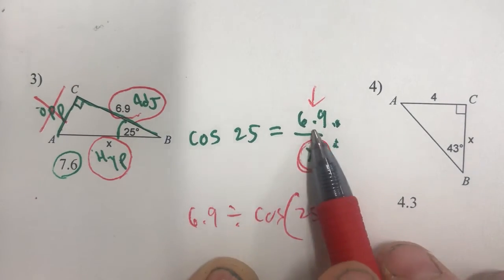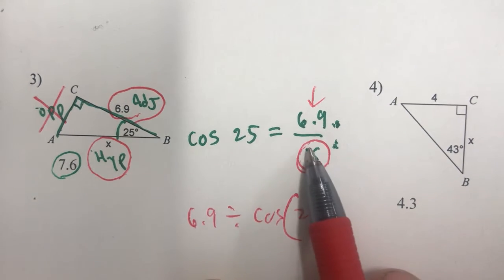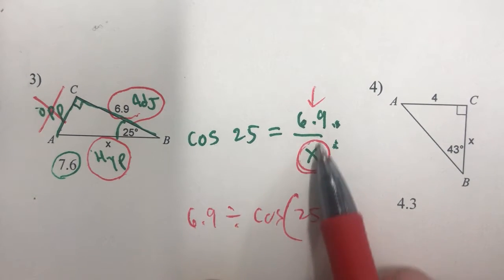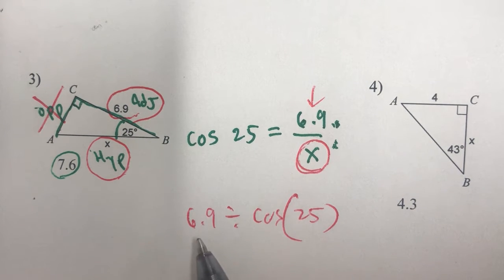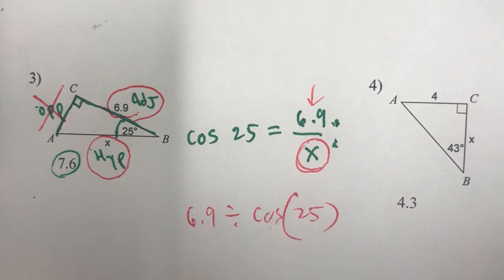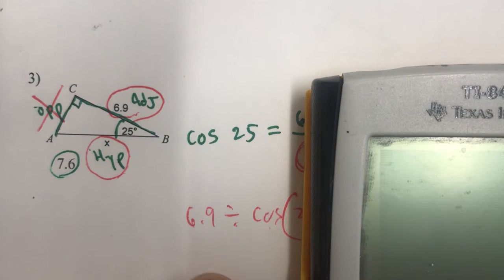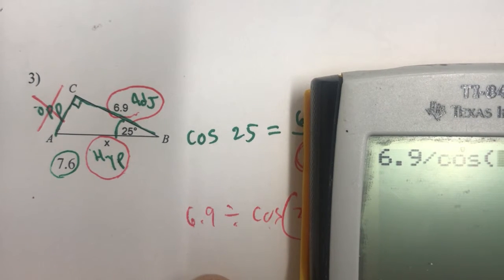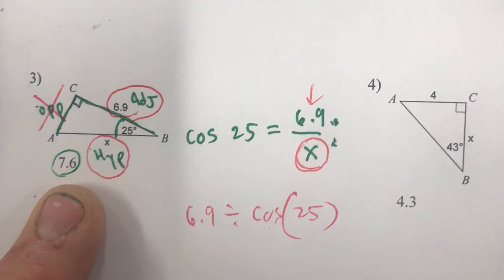It's always this number, whatever this number is over here, divided by the cosine, or this number times the cosine if it's on the bottom. You always put this number first, and then cosine, tangent, sine, whatever. So let's see here, typing this in. I'm going to do 6.9 divided by cosine 25, and I get 7.6. There's my answer.